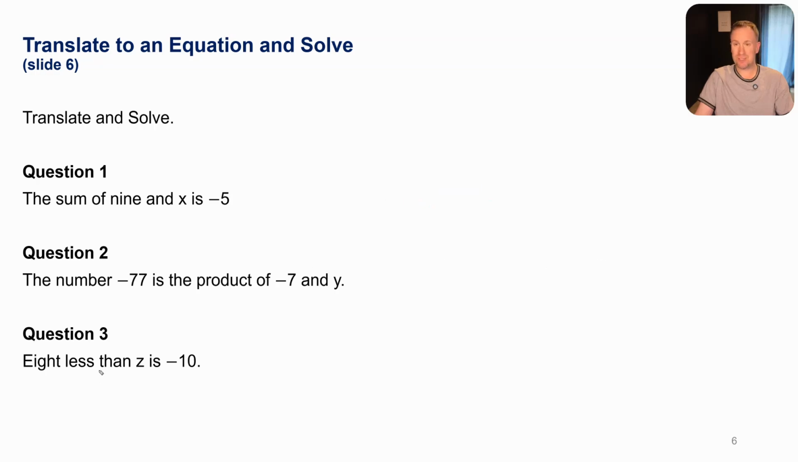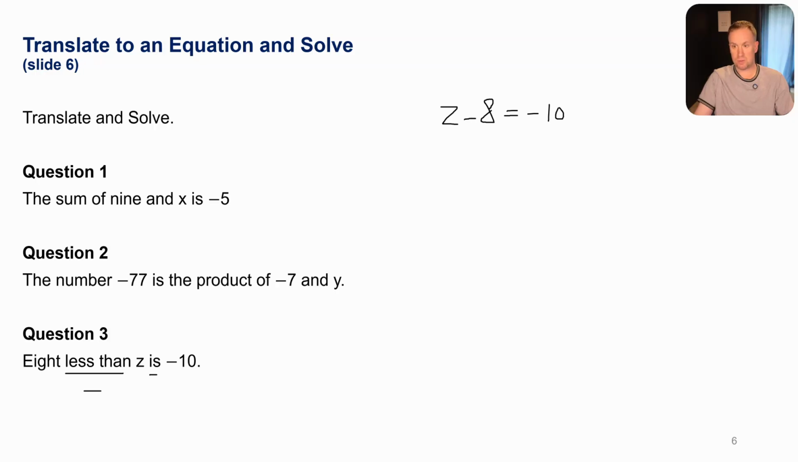Question 3 then is interesting because of the words less than. So this says 8 less than z is -10. So less than is a subtraction symbol. However, less than reorders the number and the variable. So instead of writing it as 8 minus z, less than reorders it to z minus 8. Okay, so whenever you see that less than, know it reorders the numbers or the variables. And then we have is, which is equal sign, -10.